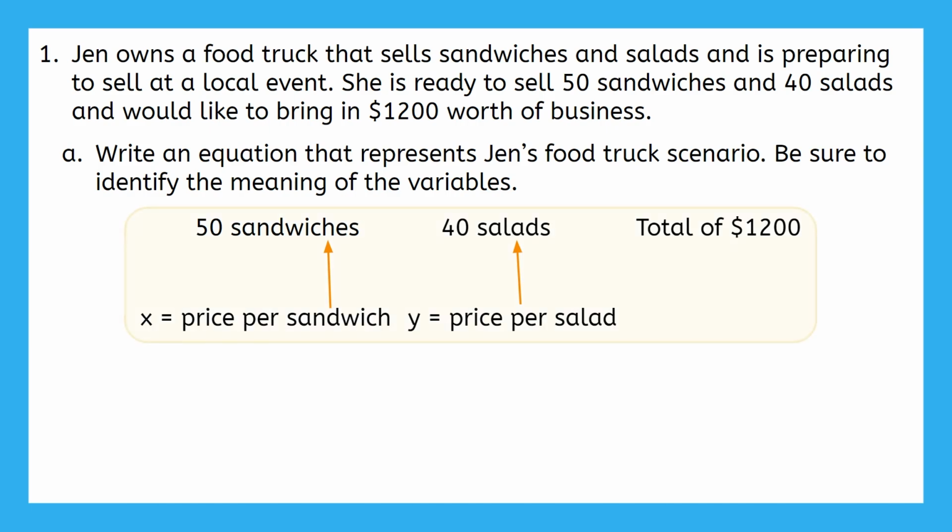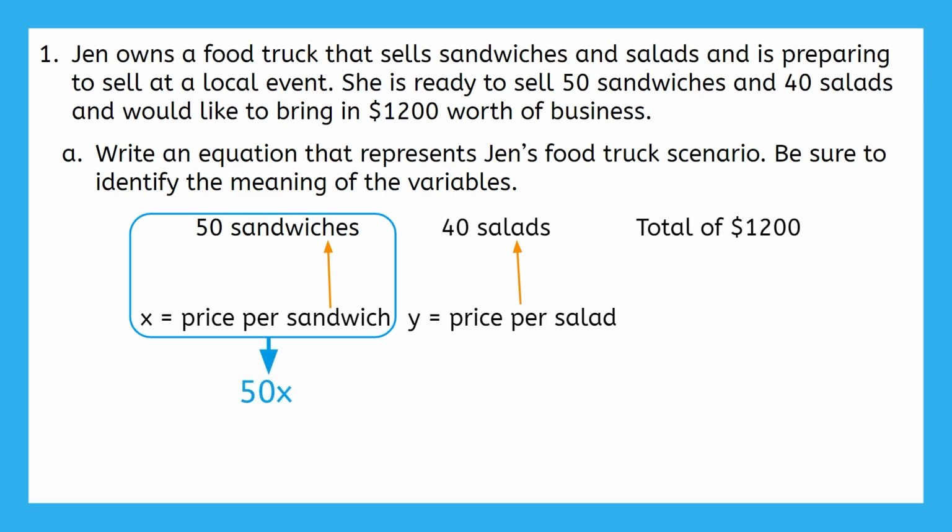We're ready to take all this and translate it into a mathematical equation. If you weren't able to come up with an equation earlier, can you figure it out now? Let's start with this description. I see the word per again in price per sandwich, which indicates multiplication. To get the total amount of money made on sandwiches, we need to multiply the number of sandwiches sold by their price. So this can be written mathematically as 50 times x, or 50x.